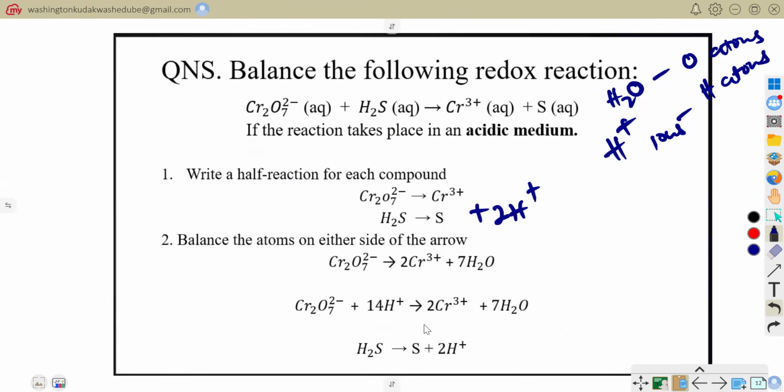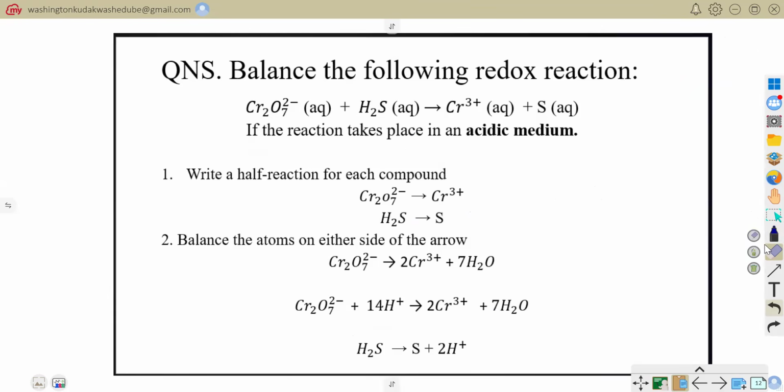So that becomes our reaction there. Now that we have balanced the number of atoms on either side of the arrow, we need to balance the charges. We have the law of conservation of charge, which says that the charge on the left hand side has to be equal to the charge on the right hand side. How do I balance those charges? On the left hand side here, I can see that I've got 14 plus, and then I've got 2 minus.